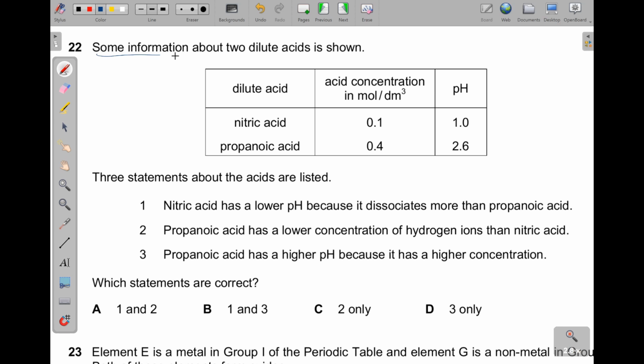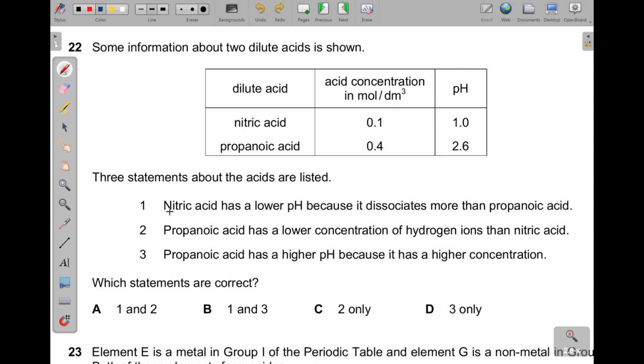Question 22. Some information about two dilute acids is shown. We have nitric acid, and this is a strong acid. And then they are saying that the acid concentration is 0.1. Then propanoic acid, the concentration is 0.4. pH is 1, pH is 2.6. So this one is for the strong one. And then this one is a little bit weak. Okay.